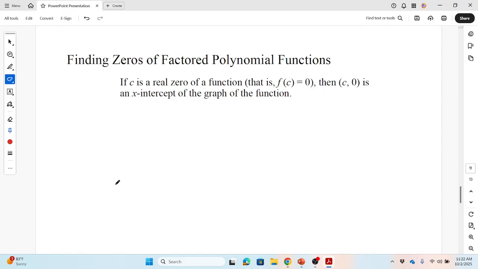Okay, how do you find the zeros of a polynomial function? First of all, if it's possible, factor the polynomial function. Then equate each factor to 0 and solve for x. That's how you find the zeros.